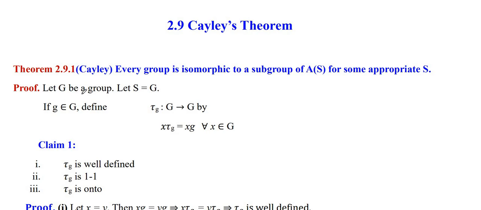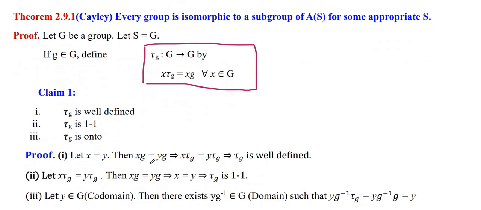First we shall assume that G is the given group and S is G. We consider a g in capital G, and we define this mapping tau g from G to itself by x tau g equal to xg. That is, tau g takes any element x to xg for every x in G. We are writing the element to the left of the mapping. Now, having defined this rule, we'll prove that this is well defined and one-to-one onto, so that it can be present in A of S.